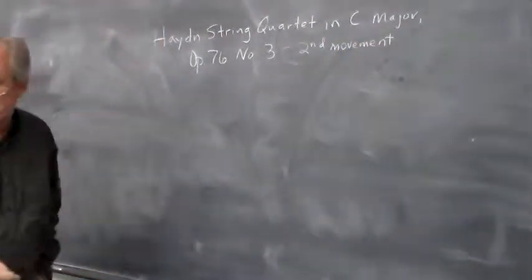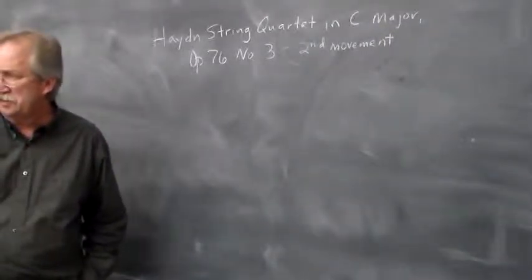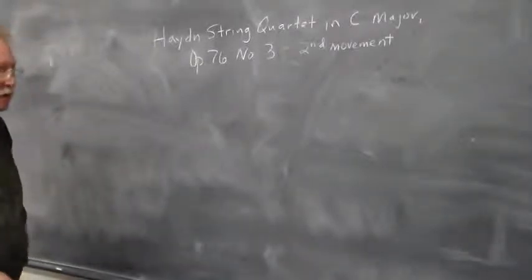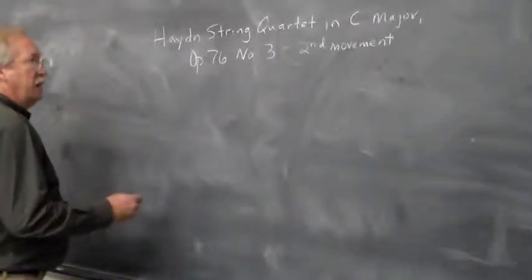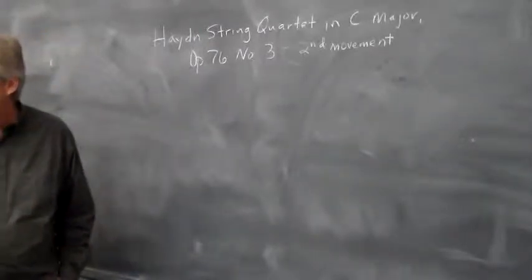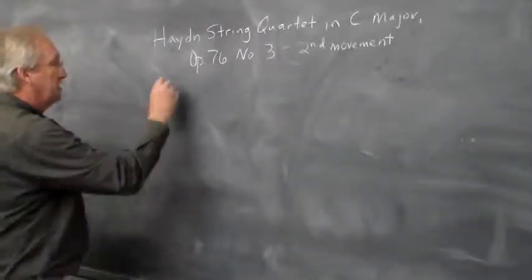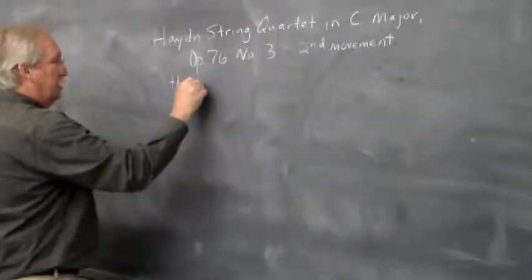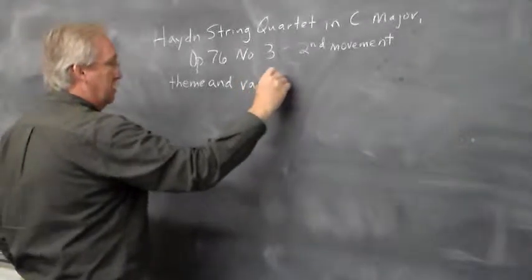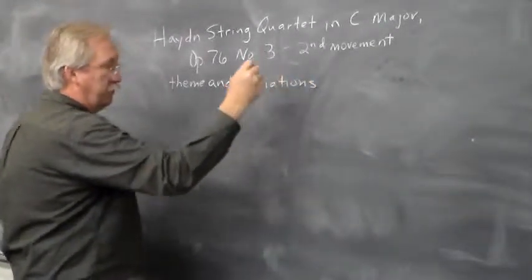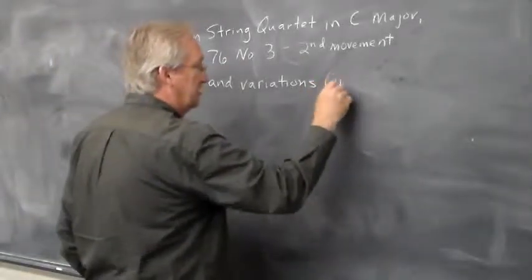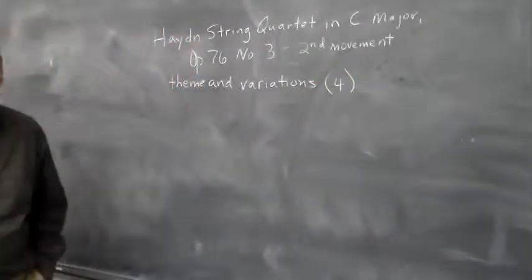So in total, Haydn wrote 8 string quartets. It's really important in establishing this genre, just like he was with the symphony, the classical symphony. And so, as you would expect, the second movement in the string quartet is a slow movement, and the form is theme and variations. So there are 4 variations in this movement.